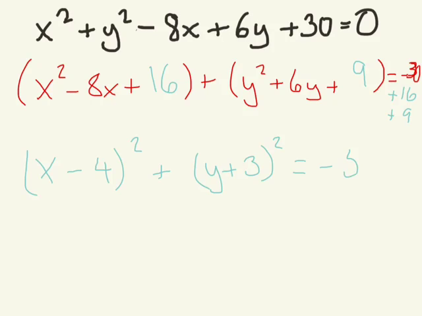equaling negative 5. Now I can get a center out of this, however, I can't get a radius because the square root of negative 5 is i square root of 5. It's an imaginary number. Since it's an imaginary number, it can't have a radius. Since it can't have a radius, this is not a circle.